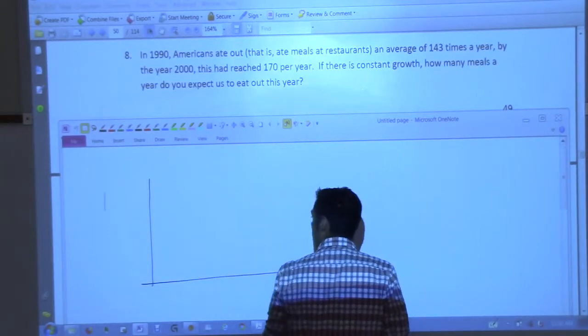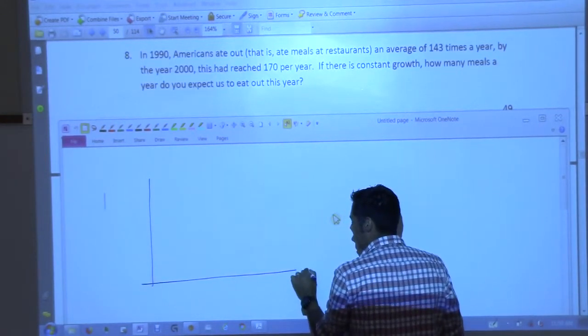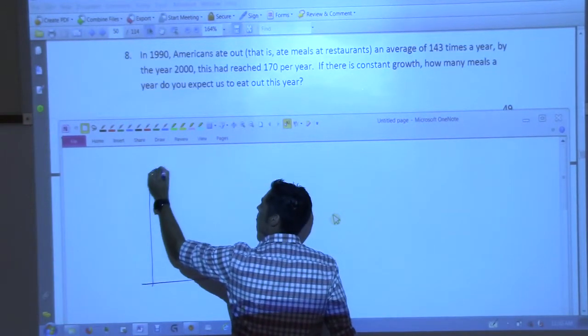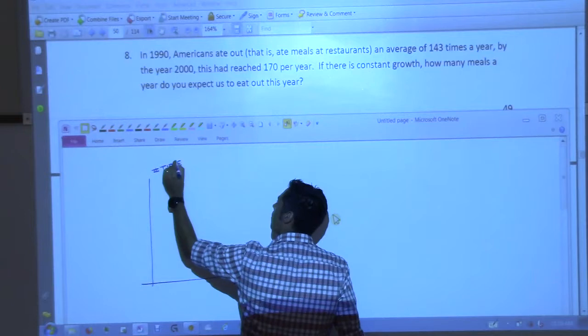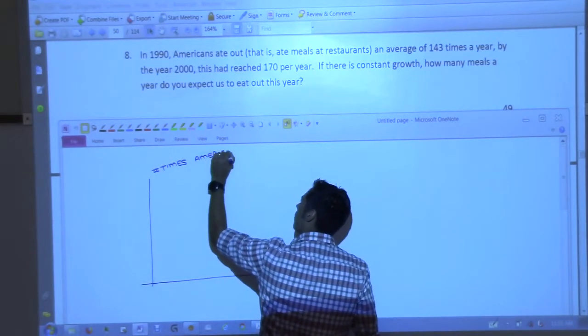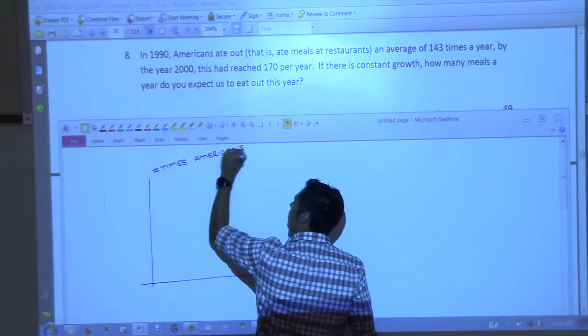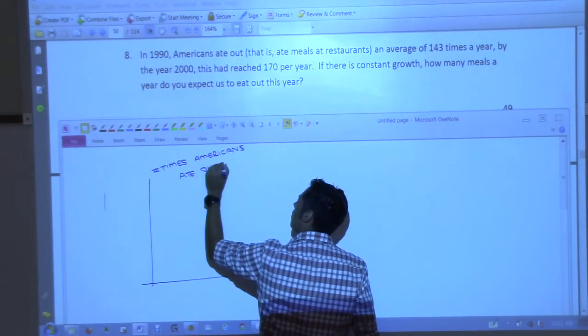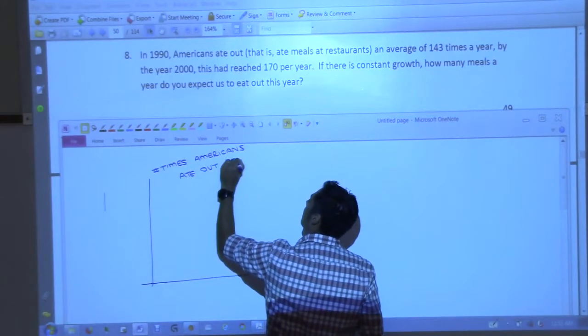So let's draw a little chart of what's happening. Let's say this is the year, and this is the number of times Americans ate out per year.